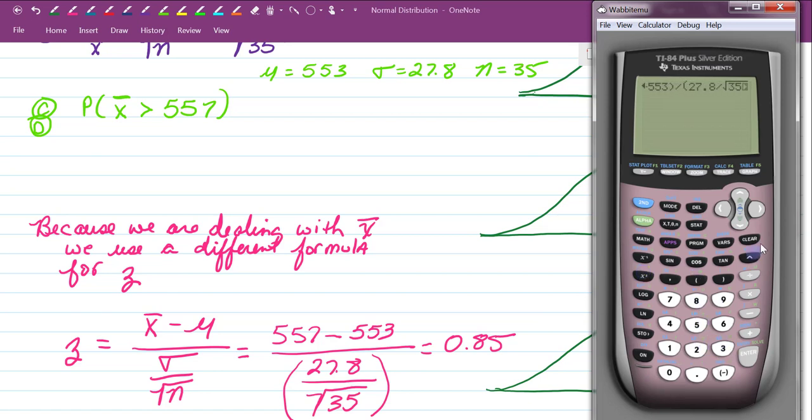So as you can see, I get 0.85. I only went to 2 decimal places because my tables only go to 2 decimal places. So there's no point in me going further because my tables don't go any further.